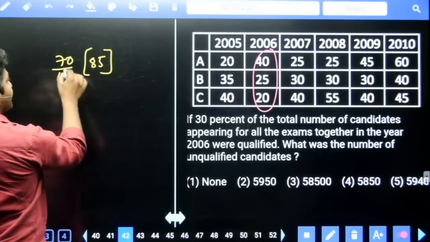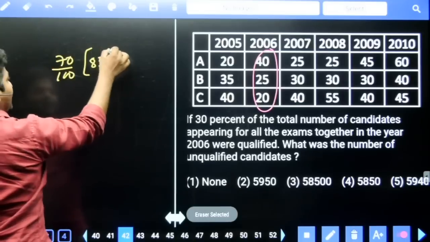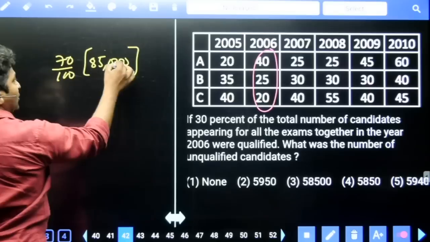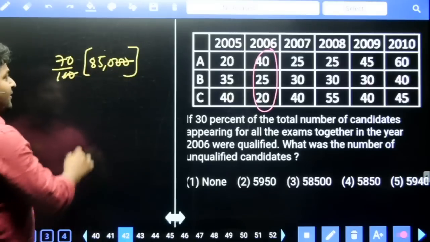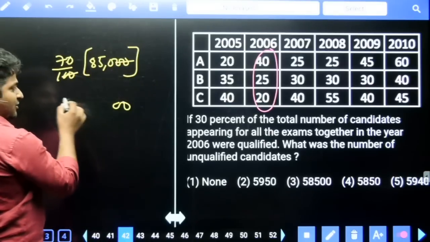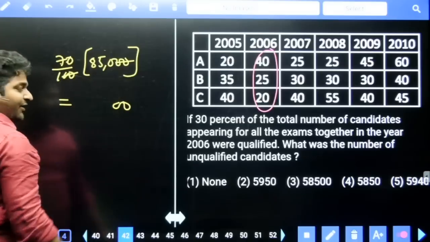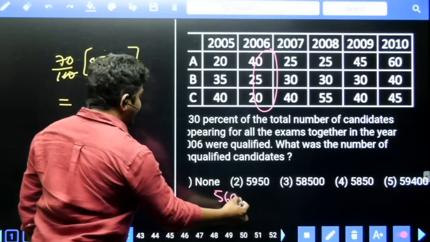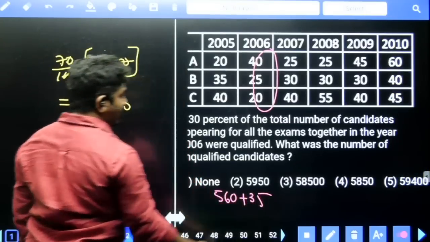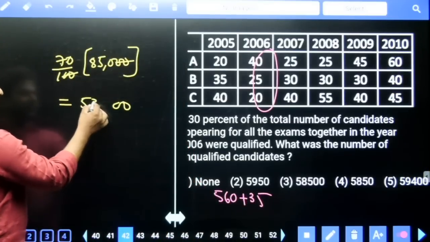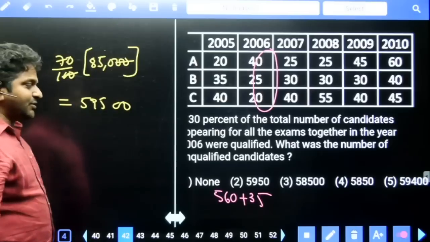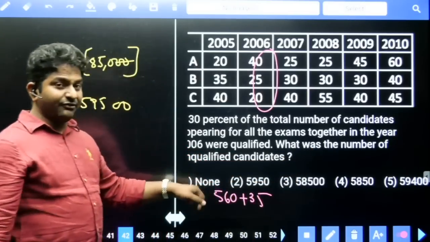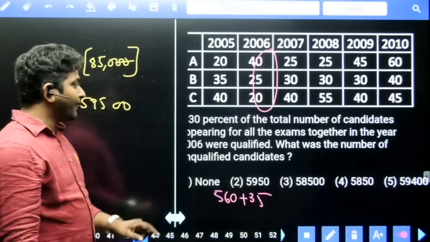70 by 100 of 85,000. You know that all the values are in thousands. Two zeros get cancelled. There should be two zeros. 7 into 85 times: 7 into 80 is 560, 7 into 5 is 35. 560 plus 35 is equal to 595. So 59,500 is our answer. Do we have 59,500? No. So the answer is the first option, none of these.